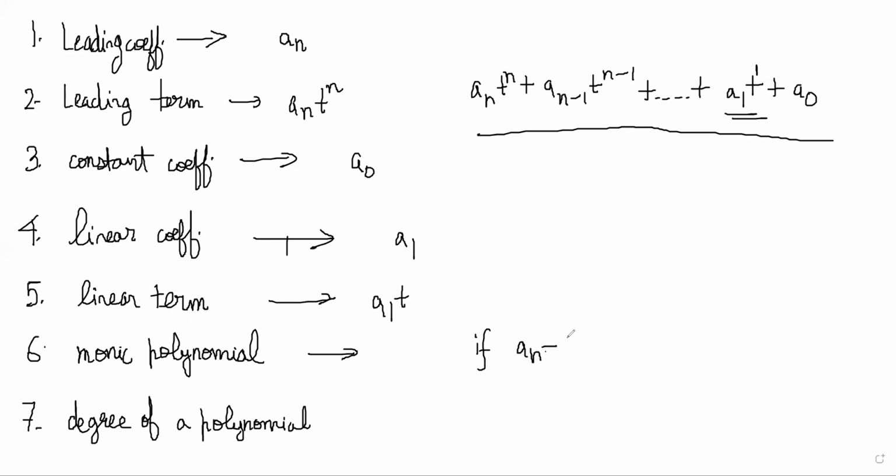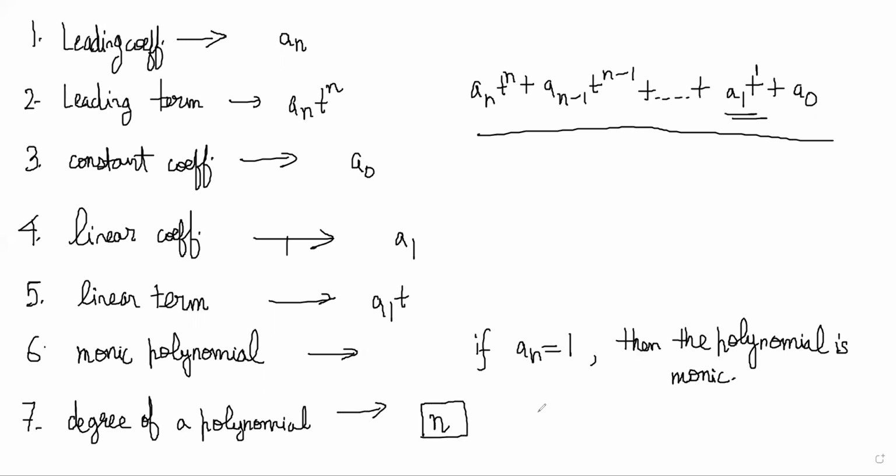Monic polynomial. If an is equal to 1, then the polynomial is monic. So basically, monic polynomial means that the leading coefficient of that polynomial is equal to 1, right? What is degree of a polynomial? Degree is the n value, which is the power or exponent of the highest degree term.